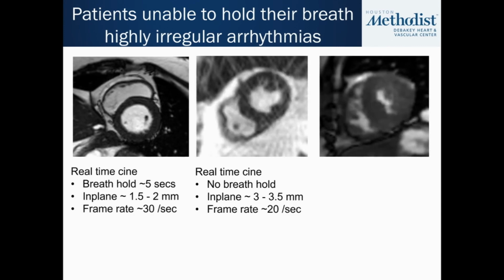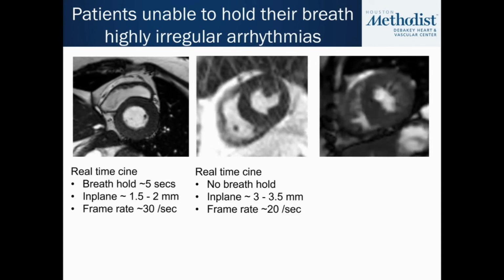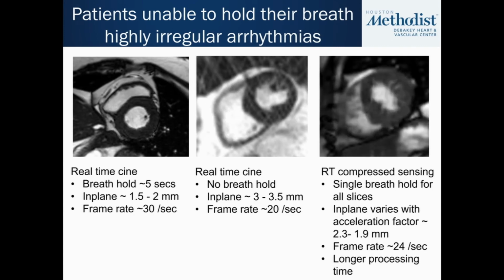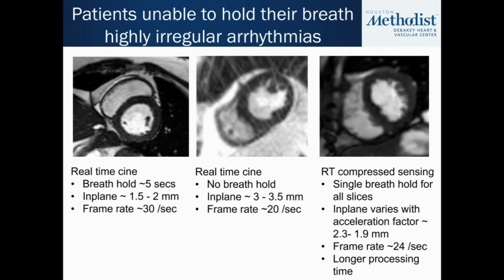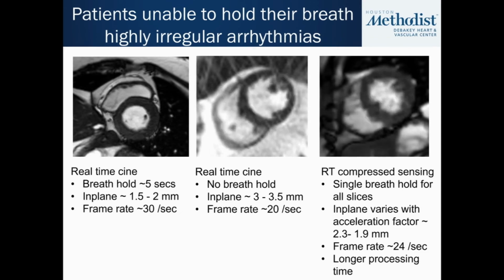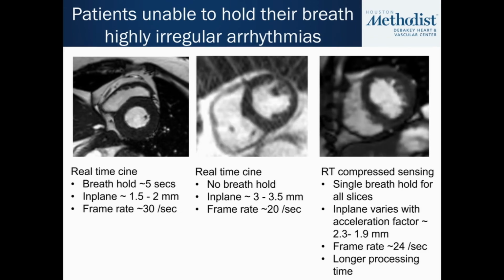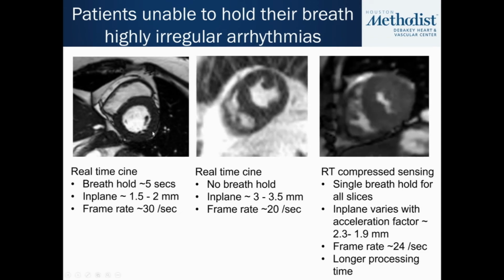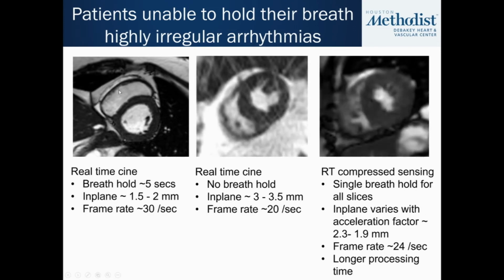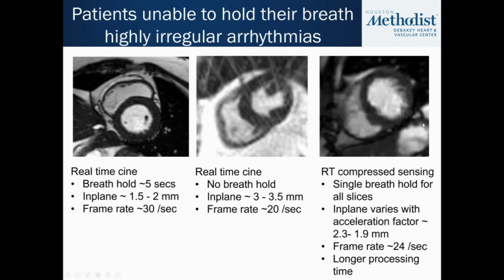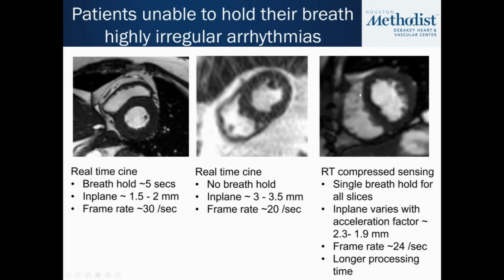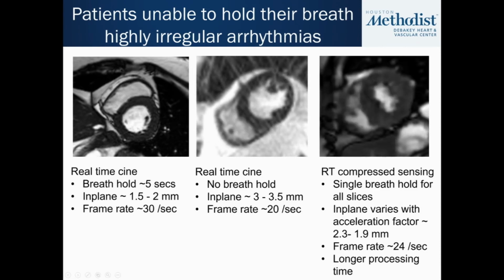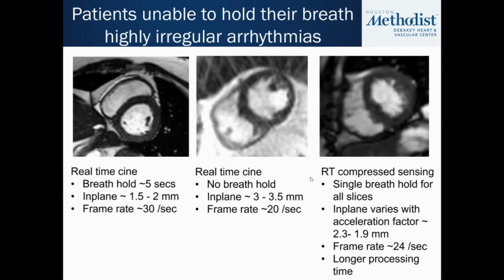Here's a newer development over the past 10 years or so. This is what's called compressed sensing. And here you can have one breath hold that results in acquisition of all of the short axis slices that I showed you earlier. So this is one slice, but you can obtain all 10 of them within one breath hold. And as you can see here, it's a pretty solid image. You can trace this, you can assess it visually.